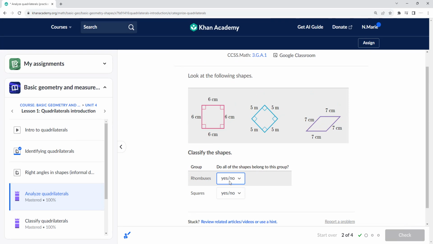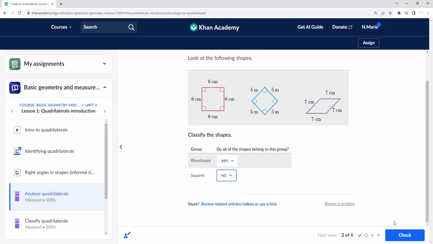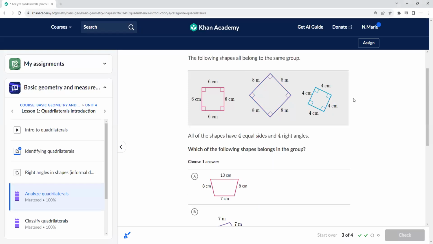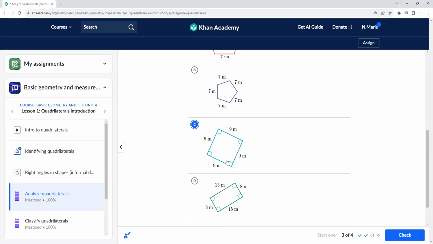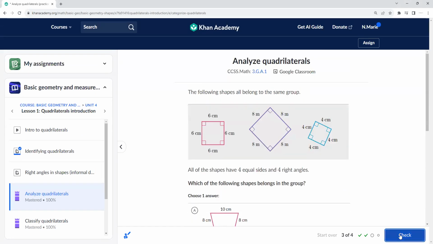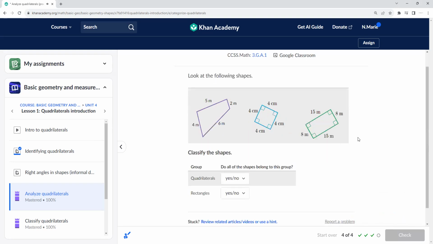Rhombuses have all equal sides. These are squares. Oh, wait, no, that one's not. That's not a square. Rhombuses have all equal sides. So all of these have equal sides, so they're rhombuses, but all of them must have 90-degree angles in order to be considered a square. Which of the following shapes belong to this group? This one, right? All equal sides, 90-degree angles.